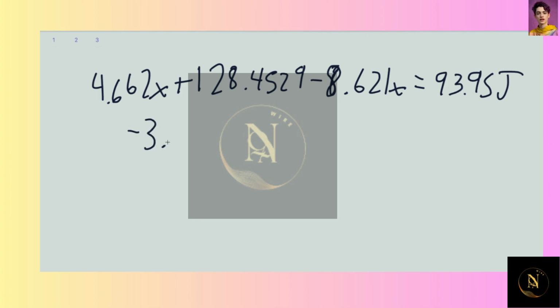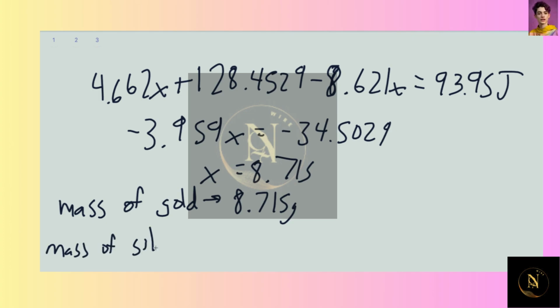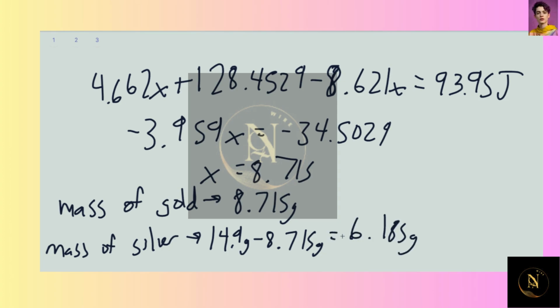So we first combine like terms. We get negative 3.959X equals negative 34.5029. And therefore X equals 8.715. So therefore, our mass of gold is 8.715 grams, and our mass of silver is 14.9 grams minus 8.715 grams, or 6.185 grams. So that's our mass of silver, and this is our mass of gold.